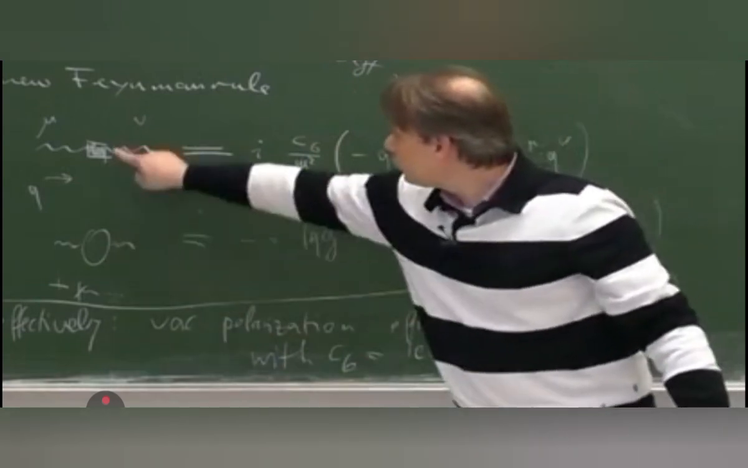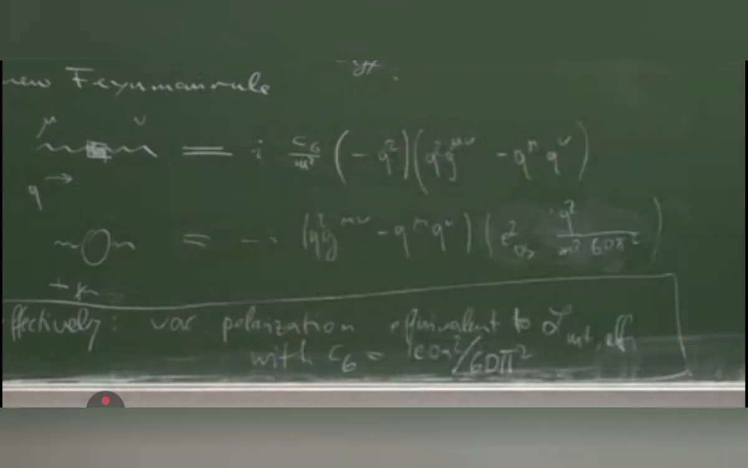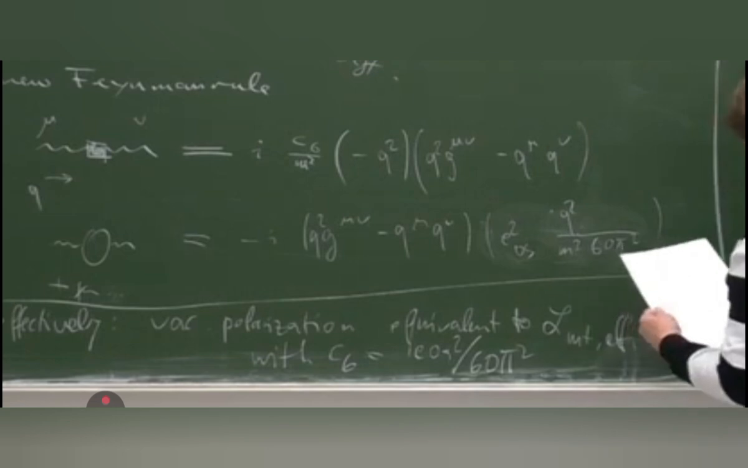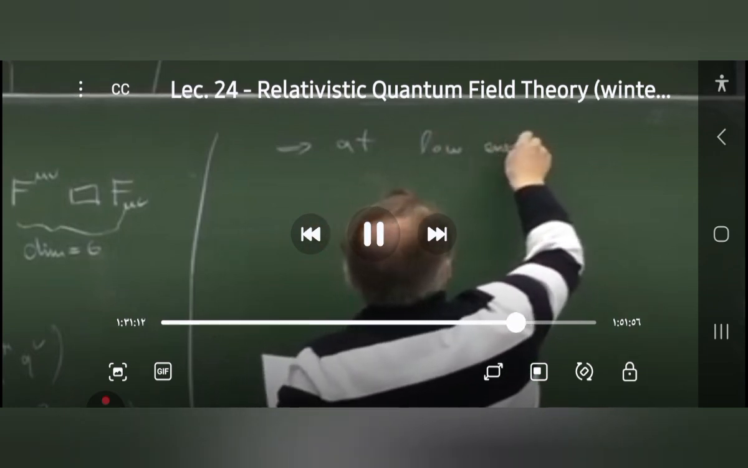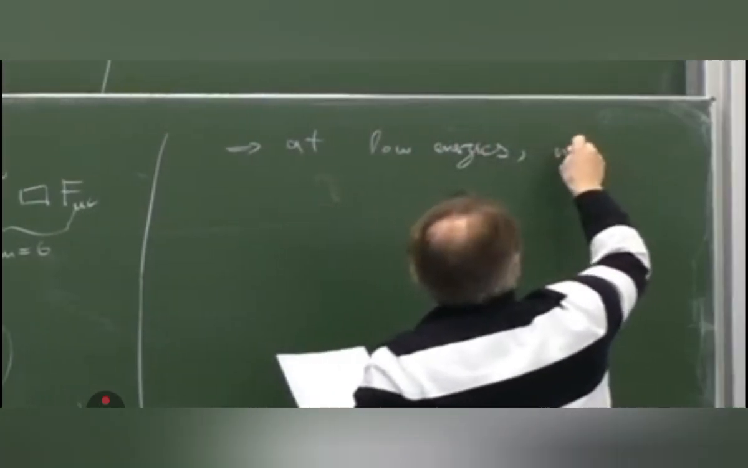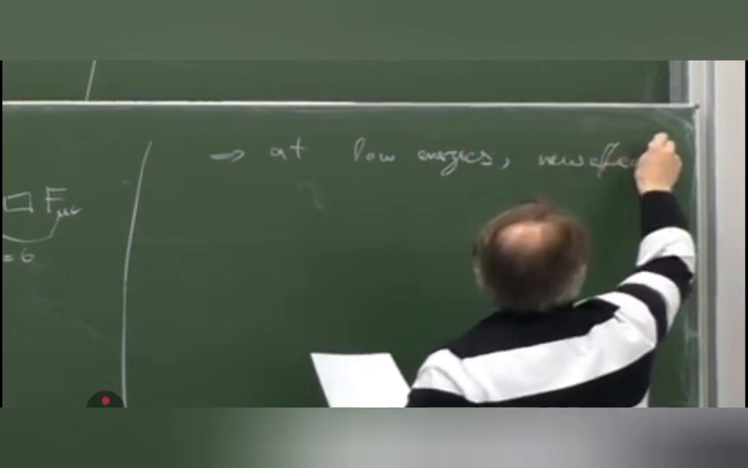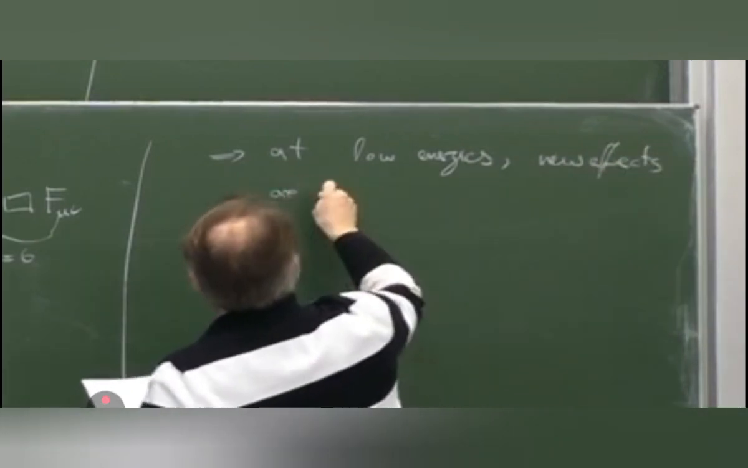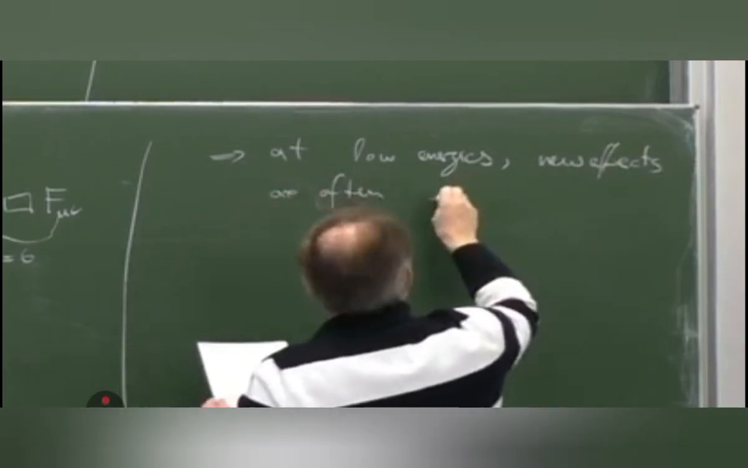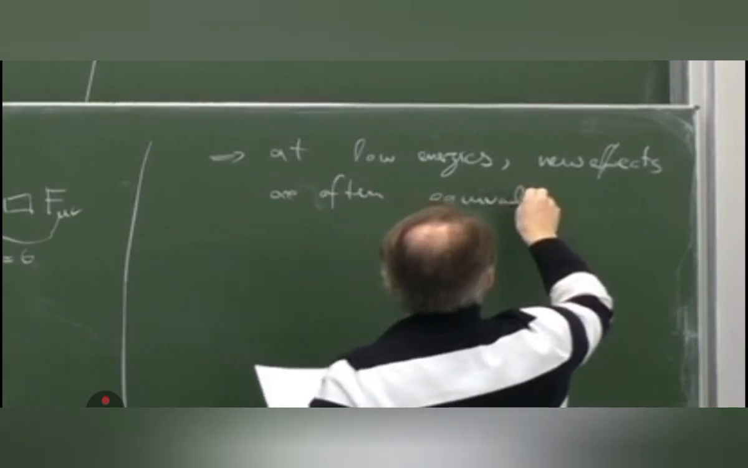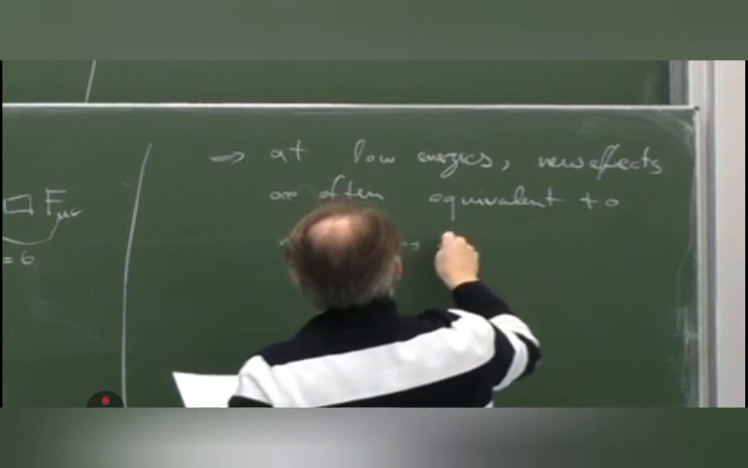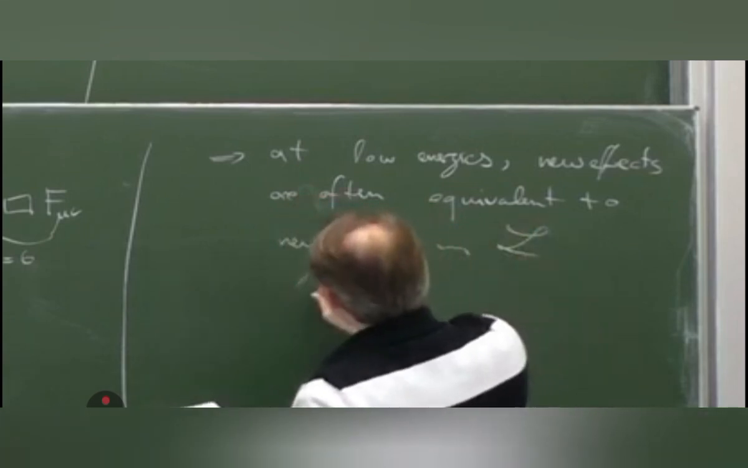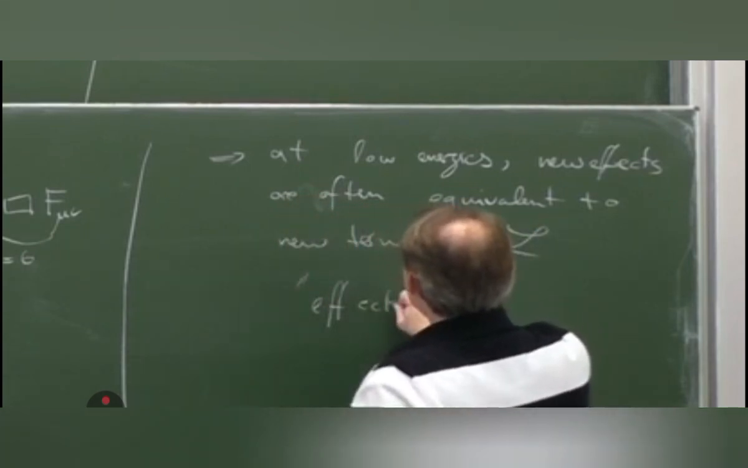Therefore, that can be written as an approximation like this. So this is general, and so let me write down the moral of the story. Then we stop. So at low energies, new effects are often equivalent to new terms in the Lagrangian, and that is what is called effective field theory.